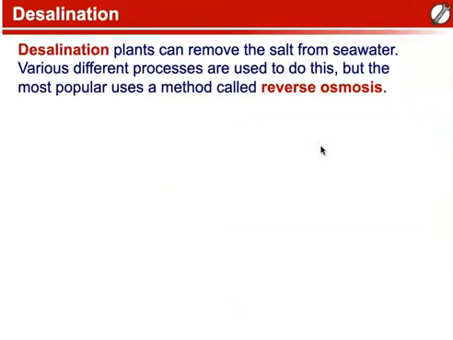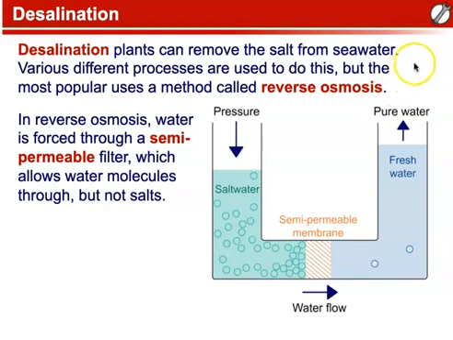Desalination. Desalination plants can remove the salt from seawater. Various different processes are used to do this, but the most popular uses a method called reverse osmosis. In reverse osmosis, water is forced through a semi-permeable filter, which allows water molecules through but not salts. Pressure is added, the salt water is forced through the membrane, and fresh water is forced out. The salts are trapped behind the membrane.